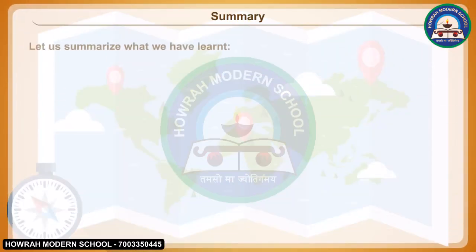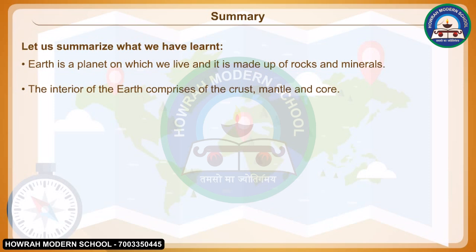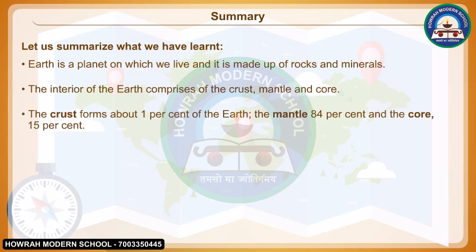Summary. Let us summarize what we have learned. Earth is a planet on which we live, and it is made up of rocks and minerals. The interior of the Earth comprises the crust, mantle, and core. The crust forms about 1% of the Earth, the mantle 84%, and the core 15%.